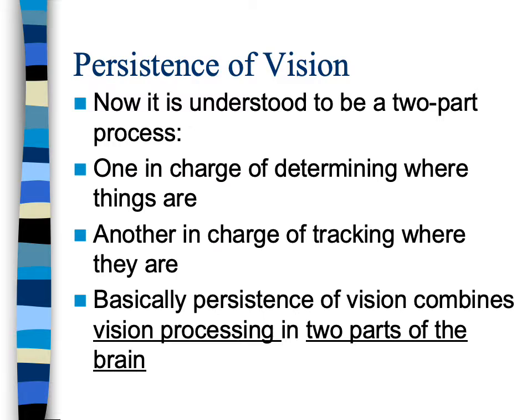Now it's understood to be a two-part process. One is in charge of determining where things are, and another in charge of tracking where they are. So the vision comes into your brain, and basically persistence of vision combines vision processing in two parts of the brain. Again, that definition is basically persistence of vision combines vision processing in two parts of the brain.